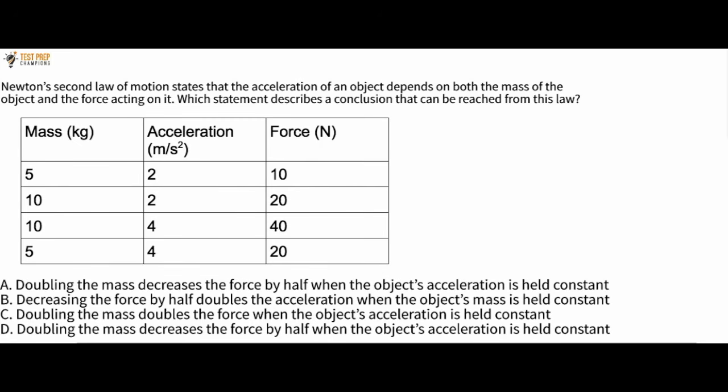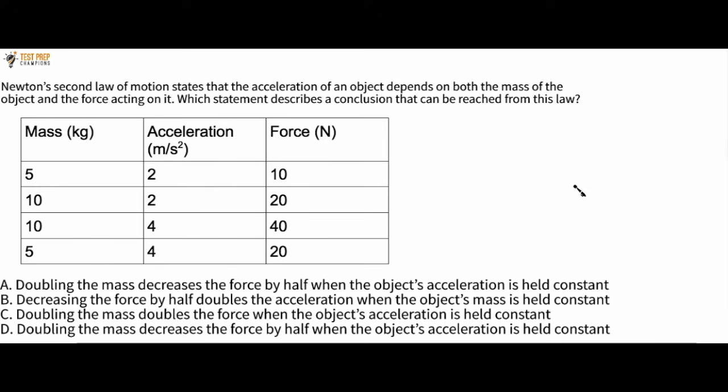Newton's second law of motion states that the acceleration of an object depends on both the mass of the object and the force acting on it. Which statement describes a conclusion that can be reached from this law? Is it A, doubling the mass decreases the force by half when the object's acceleration is held constant? B, decreasing the force by half doubles the acceleration when the object's mass is held constant? C, doubling the mass doubles the force when the object's acceleration is held constant? Or is it D, doubling the mass decreases the force by half when the object's acceleration is held constant? Now would be a good time to pause the video, try to figure this out, give it your best shot, and then when you're ready, we'll go over how to do the question.